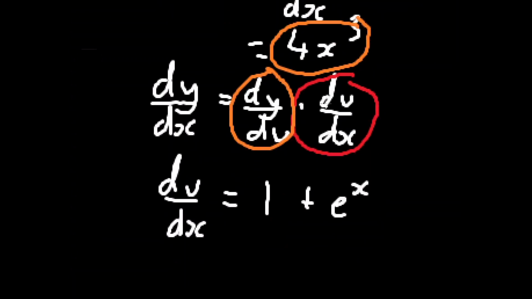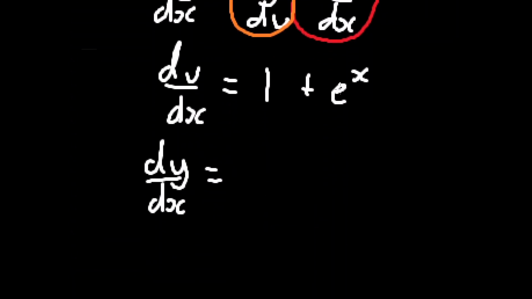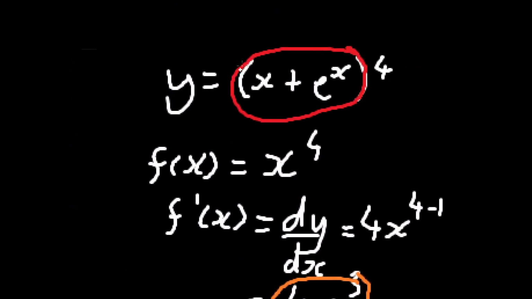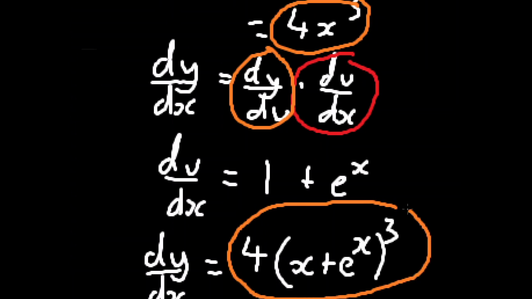So now we can combine everything. We can say that our dy dx is equal to, and we can write the big 4. And then instead of just writing x here, inside the bracket is like a force field. You can't touch it. So leave it like that. Leave it as x plus e to the x, all to the power of 3. And that is the orange bit. Okay, that's our orange bit.